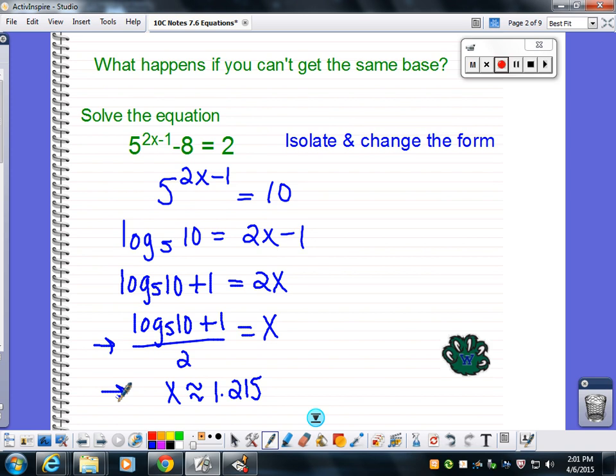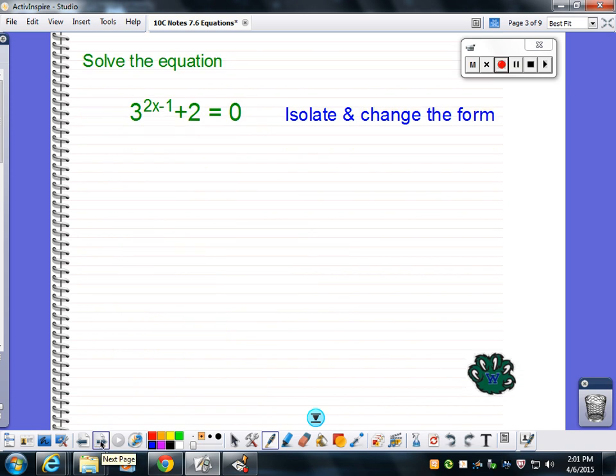All right, let's try some more. Write down this problem: 3 to the 2x minus 1 plus 2 equals 0. The first thing you want to do is isolate that exponential part of your equation. So we're going to subtract 2, and I've got 3 to the 2x minus 1 is equal to negative 2.